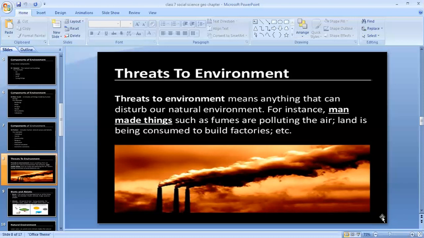And when pollution increases, what will happen? It will affect our atmosphere, and temperature will rise, then glaciers will melt, and then the water level of the rivers will rise, and it will go down to the ocean, and the ocean water level will also rise.